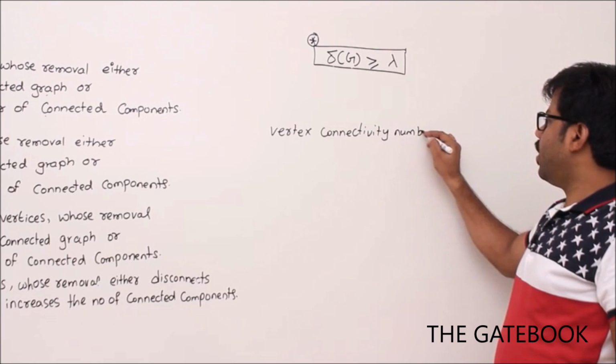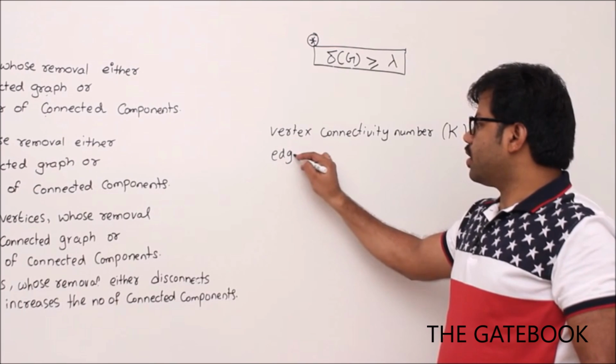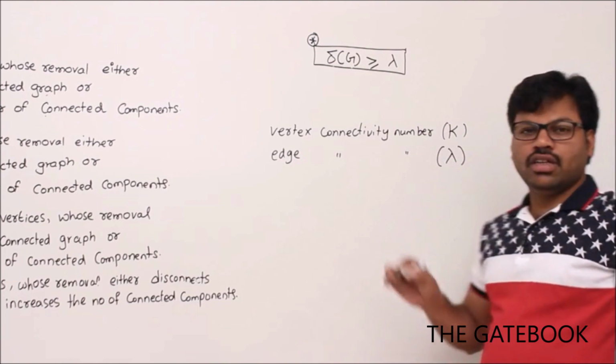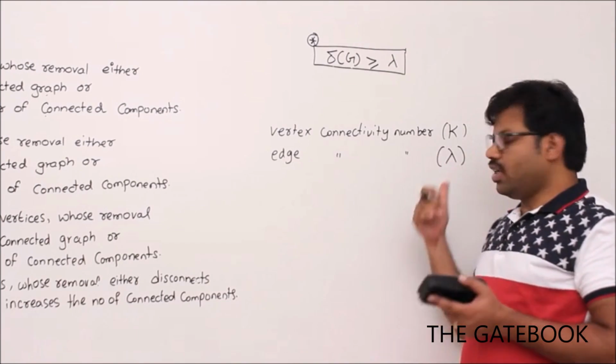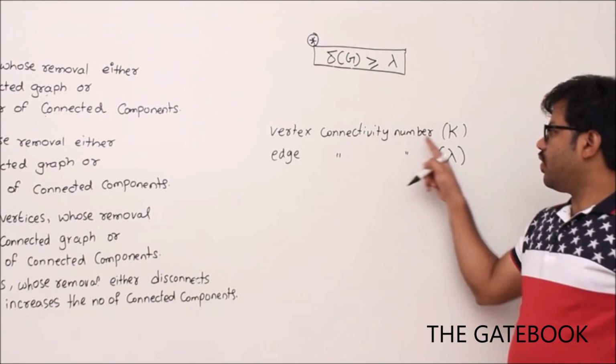Usually this is denoted by K. Second one, edge connectivity number. Usually it is denoted by lambda. I already discussed lambda, but I will discuss now what K is. Vertex connectivity number is easy.